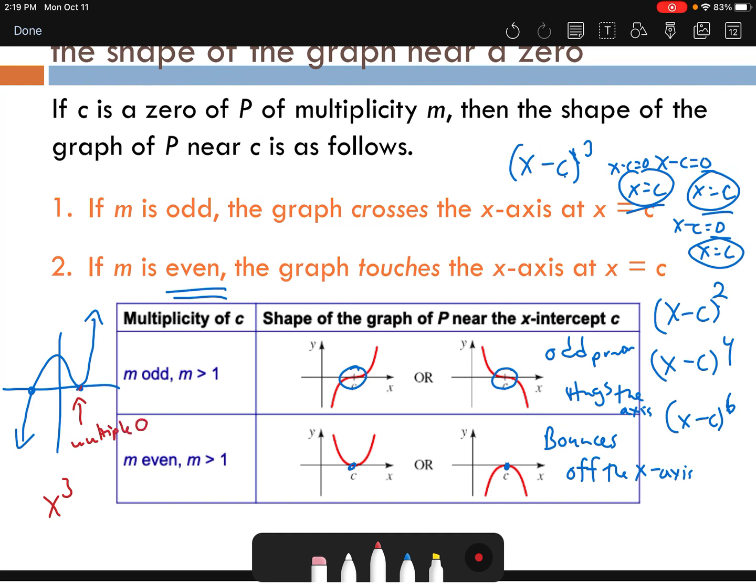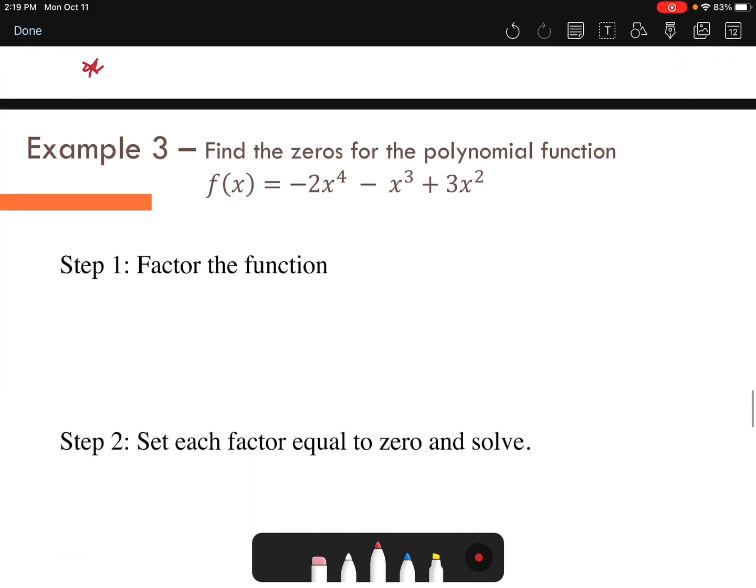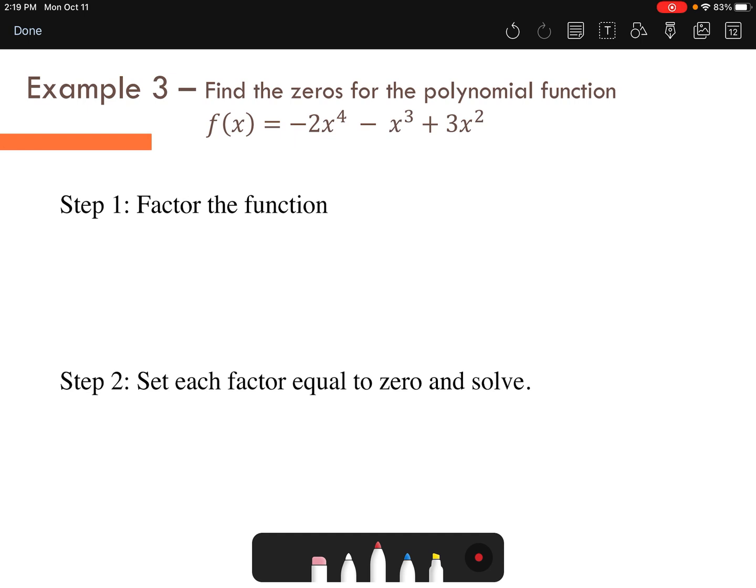You know how I know? Because it bounces there. And when it bounces off, it's going to be an even power. Okay? And we'll get into it. We'll get an equation here in a second. It'll make a lot of sense.